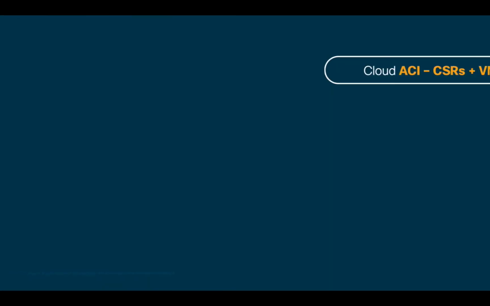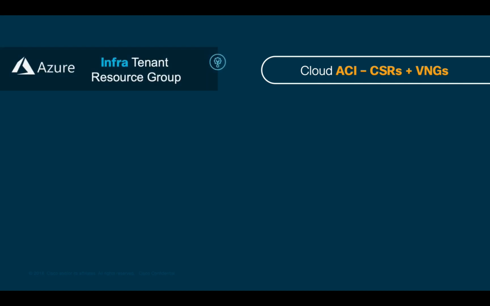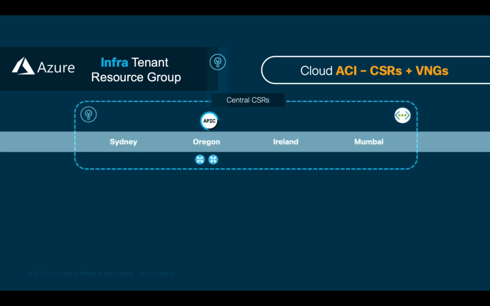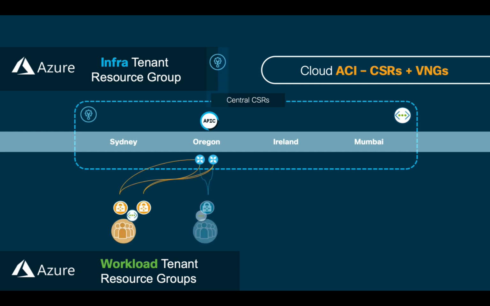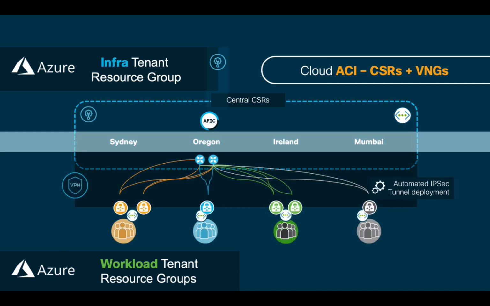Now, if you choose to run CSR 1000Vs and VNGs instead, Cloud ACI will automate the deployment of at least 2 CSRs in a specific region. All the different tenant resource groups will communicate with the CSR hub through an automatically provisioned Virtual Network Gateway or VNG. ACI will take care of all the necessary IPsec tunnel setup and routes between CSRs and VNGs.